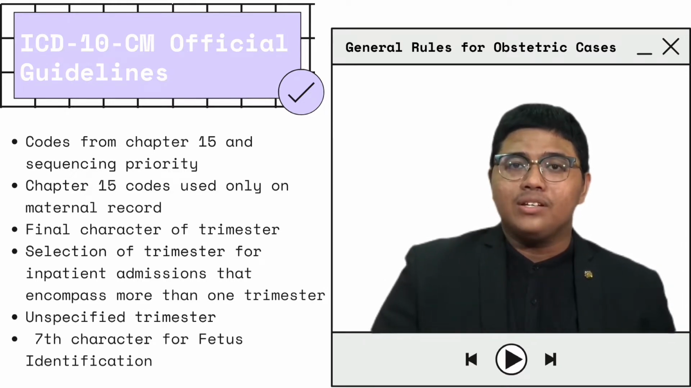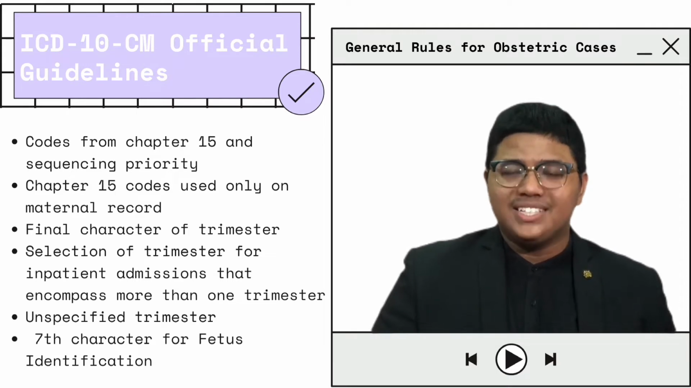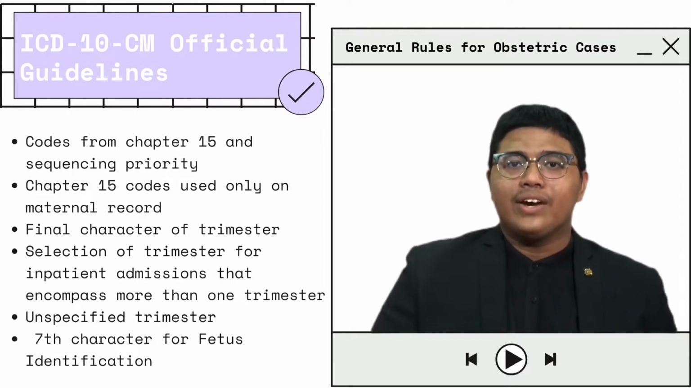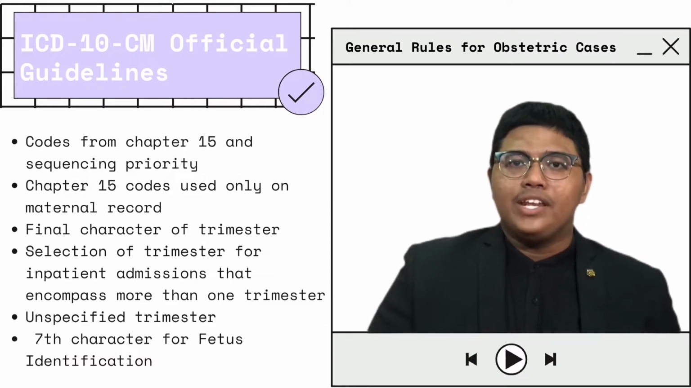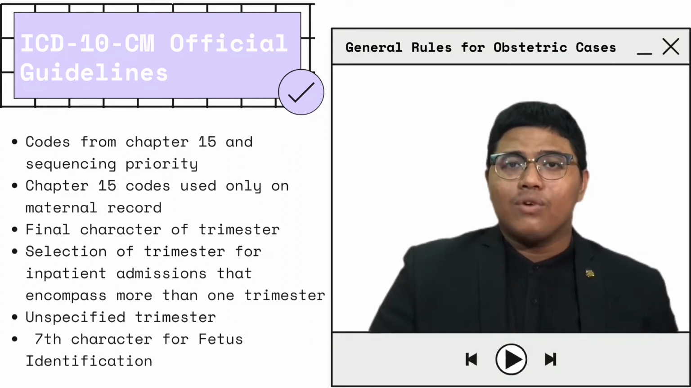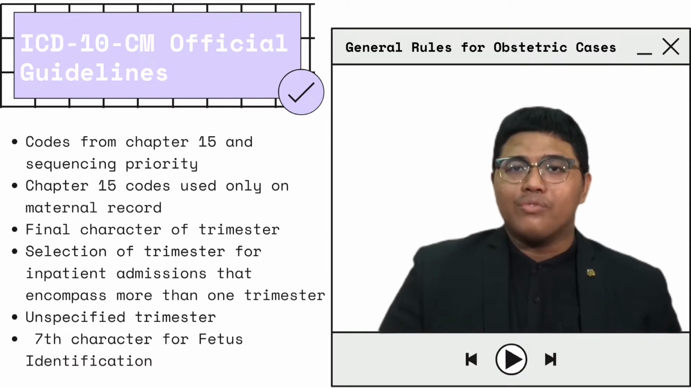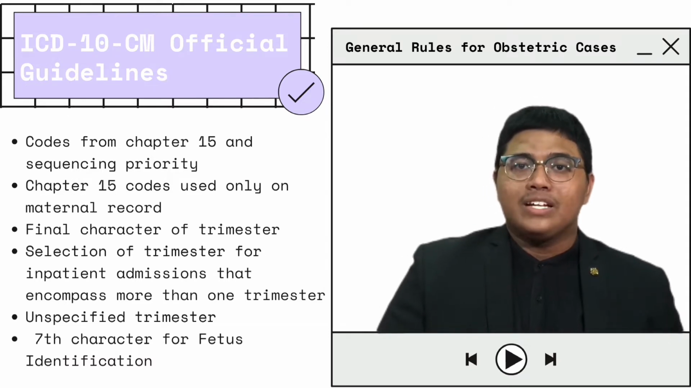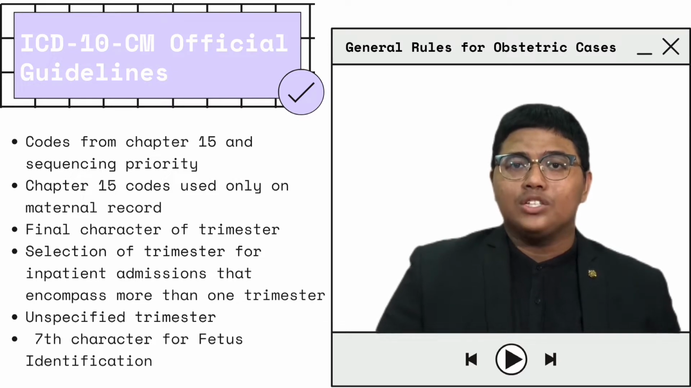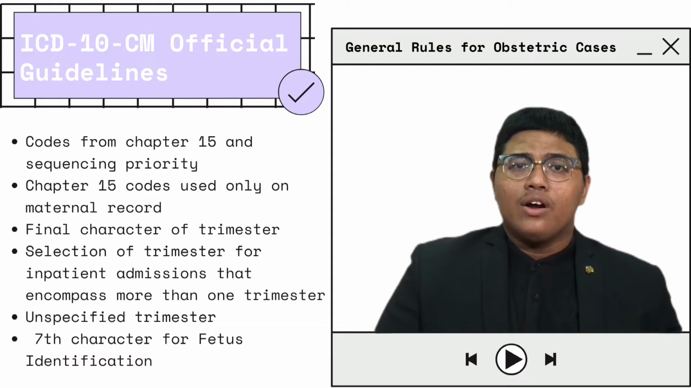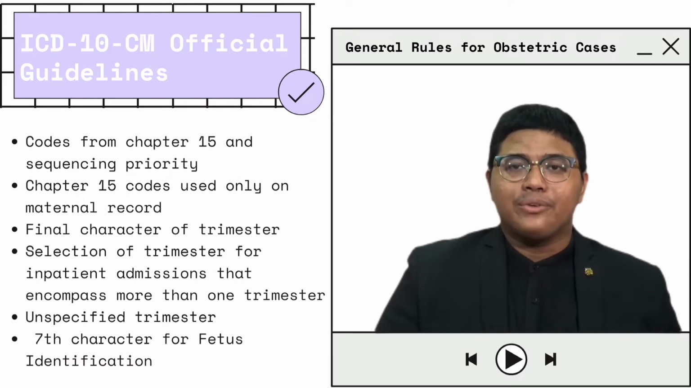Second, chapter 15 codes are used only on the maternal record, which means we cannot record them on the newborn. Third, the final character of trimester. The time frames of the trimesters are indicated at the beginning of the chapter. Certain codes have a character for only certain trimesters because the condition does not occur in all trimesters, but it may occur in more than just one. For the current admission or encounter, the trimester or number of weeks should be documented by the provider. This includes pre-existing conditions as well as those that arise during or result from pregnancy. The provider's documentation or number of weeks can be used to assign the trimester code.